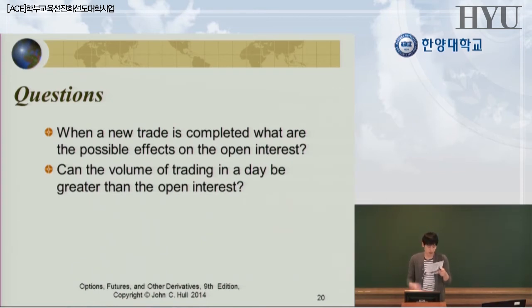But if the old trader simply passes off his position to the new trader, the total open interest will not change. And the second question is, can the volume of trading in a day be greater than the open interest? I think it is possible if there is a large number of day traders who open and close positions within a single day. If the number of those day traders is large enough, more than the open interest, it is possible, I guess.